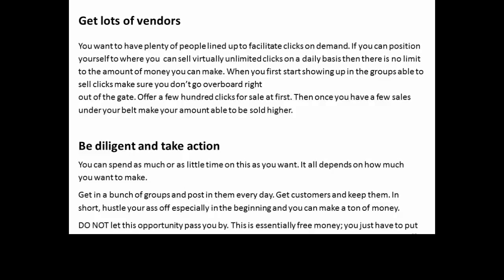Don't let this opportunity pass you by. This is essentially free money. You just have to put in the effort. No excuses. Now get your butt out there and kill it.